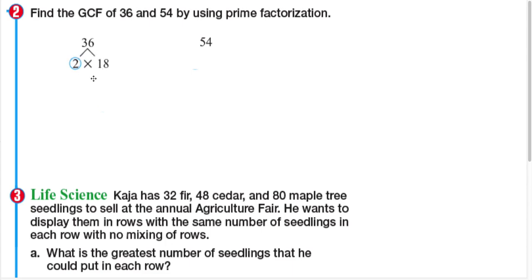So 2 times 18 would do. 2 is a prime number, so we stop factoring. But we know that 18 is not prime, so we continue factoring. 2 times 9 is 18. 2 is prime, but 9 is not. So we continue factoring until we get all the prime factors. The prime factorization of 36 is 2 times 2 times 3 times 3. I'm going to write this down here on the side. This is 2 times 2 times 3 times 3.